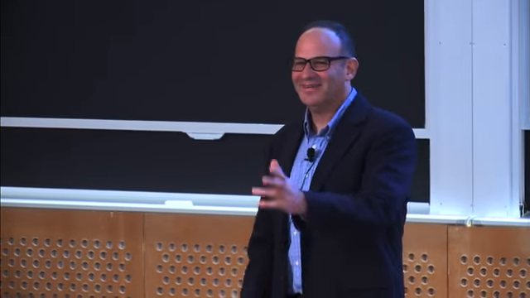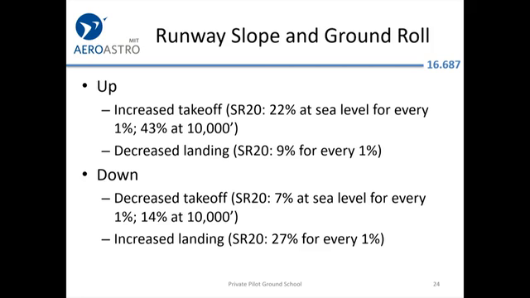Okay, what about slope? Going downhill is obviously a lot easier than going uphill, and also stopping going uphill is a lot easier. So here are some numbers from the Cirrus book: every 1 degree of slope increases your takeoff run by 22% at sea level, for example.